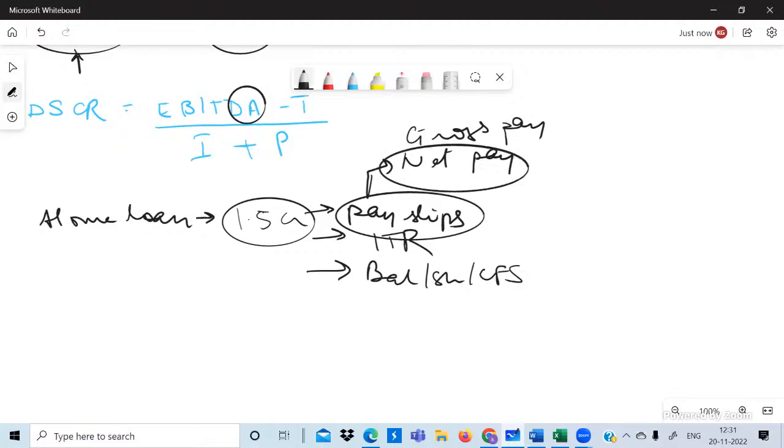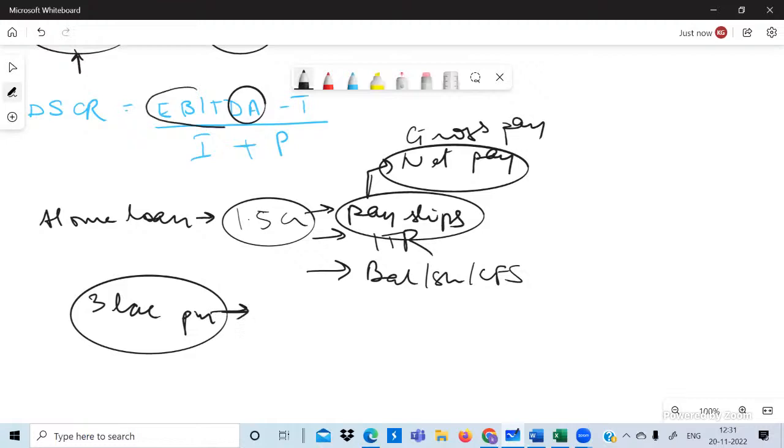So let's say your takeaway home salary is 3 lakh a month, after taxes and everything, after all allowances and deductions. So the banker will say, okay, numerator, which is your takeaway home salary. That's like, for a company, EBITDA minus tax. So on a yearly basis, it becomes how much? 3 lakh into 12, which is 36 lakh.